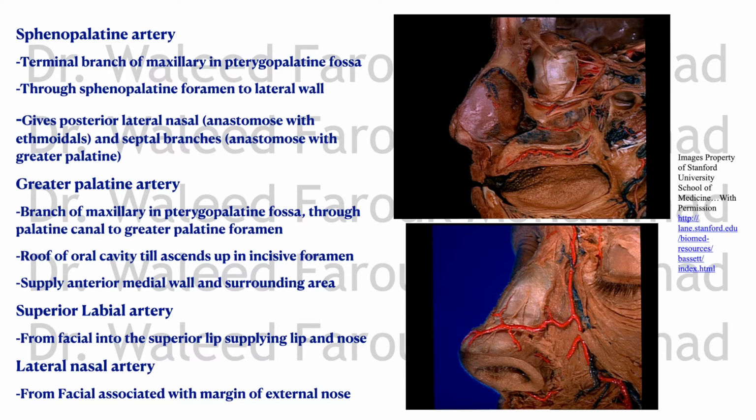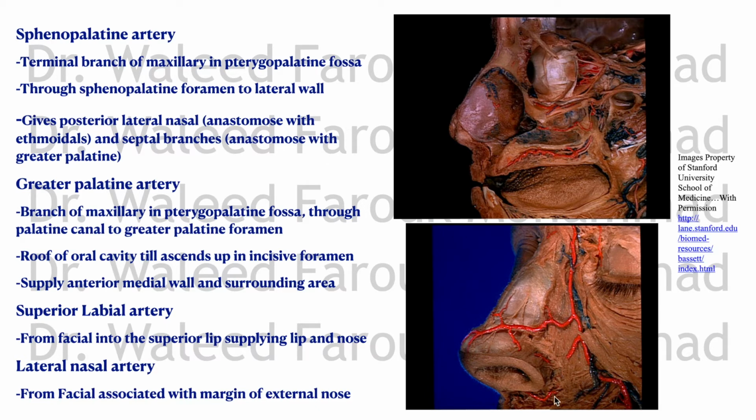The greater palatine artery, a branch of the maxillary in the fossa, goes through the palatine canal to the greater palatine foramen, where it ascends and anastomoses with the terminal ends of the arterial supply of the medial wall of the nose.